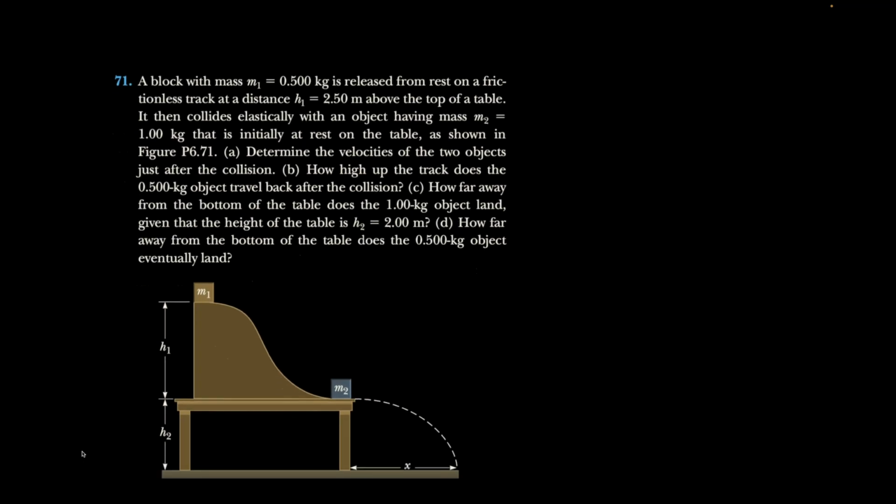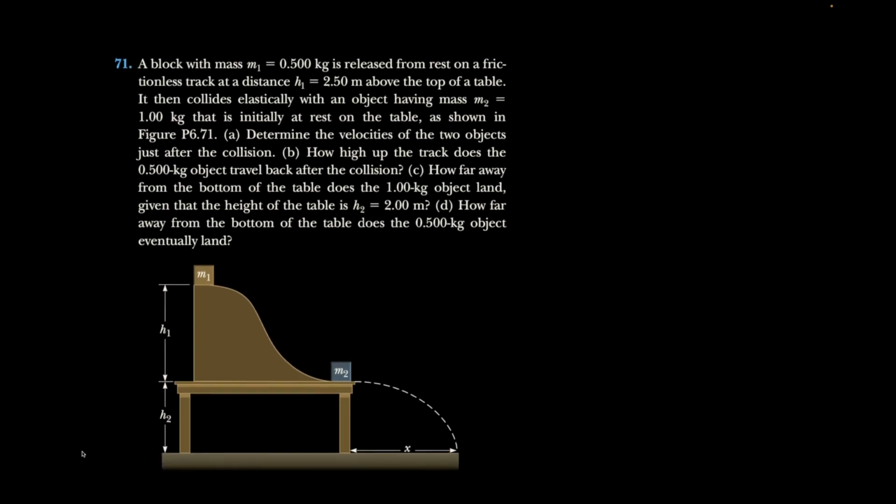Question number 71. It includes so much stuff. This is a delectable problem. We have 4 questions in this. We need to determine the velocities of the 2 objects, so that's 5 technically. Determine the velocities of the 2 objects just after the collision.